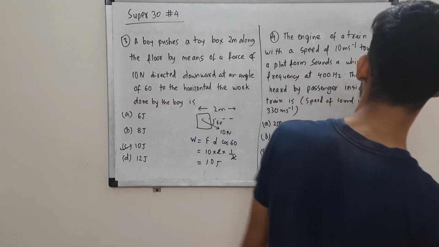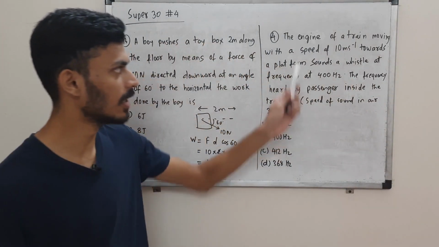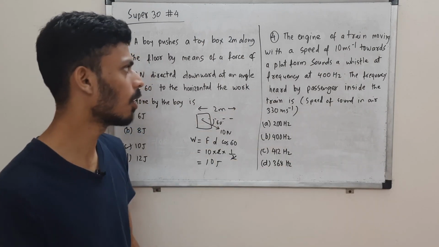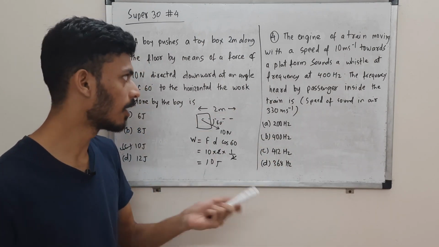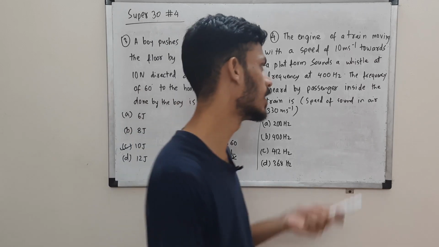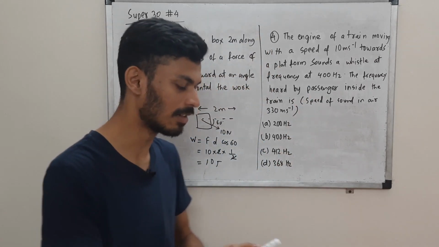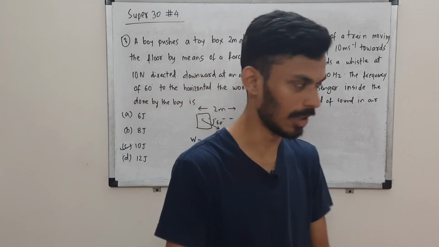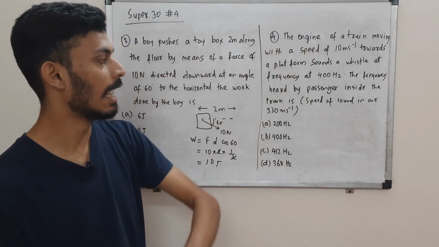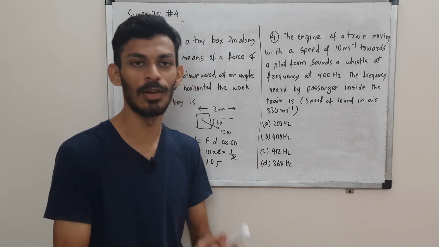So let's come to this one. Here we have a train which is moving with a velocity, or speed, of 10 meters per second. It is approaching a platform and it is honking a whistle which has a frequency of 400 hertz. You are supposed to tell what is the frequency heard by the passenger inside the train. The speed of sound in air is also given, and that is not required.